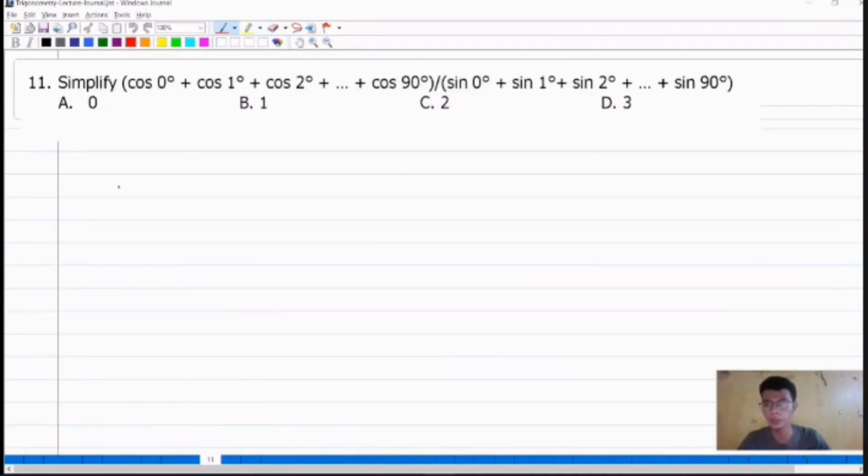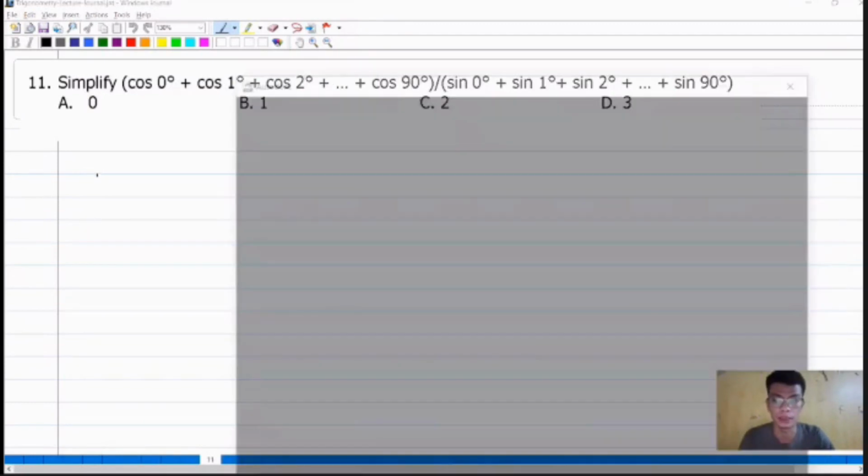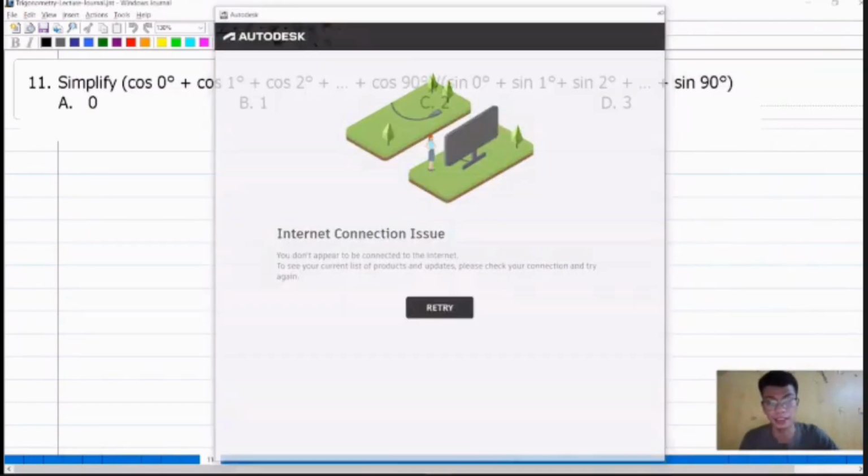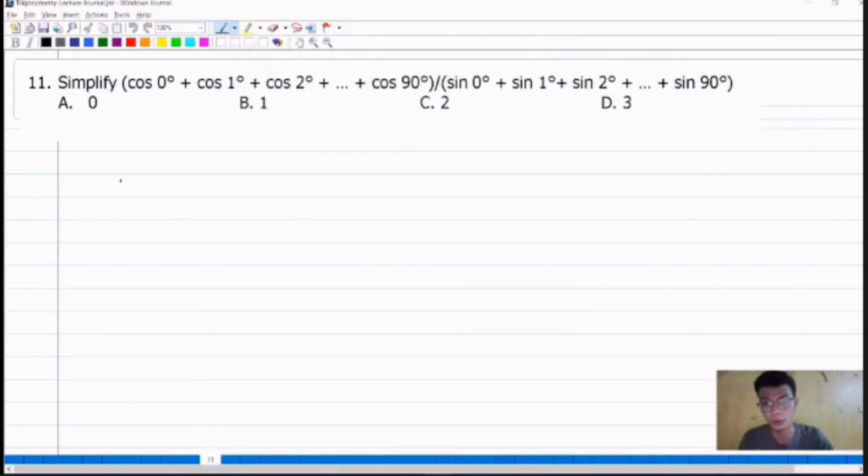So, let us proceed to number 11. Simplify cosine 0 plus cosine 1 plus cosine 2 plus ... plus cosine 90 all over sine 0 plus sine 1 plus sine 2 plus ... plus sine 90. So, sa mga ganitong types naman ng problems, kailangan natin ng familiarization. For example, pag nakita natin na ganito yung problem, dapat papasok sa isip natin na ganito ang solution niyan.